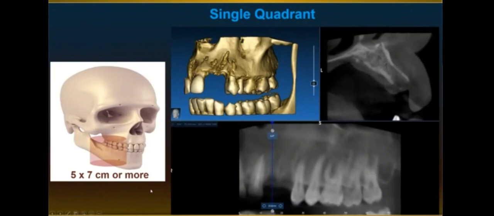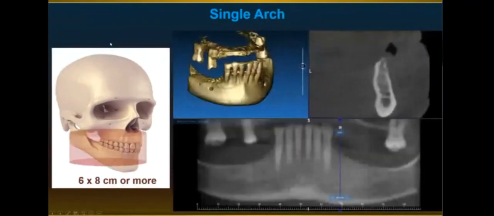By the way, the field of view is always represented by 2 digits. The smaller digit represents the vertical dimension, and the bigger digit represents the diameter of the field of view. Whichever comes first, the smaller digit always represents the vertical dimension. Then a single arch, and I mean only the tooth-bearing area. I'm not considering the third molar here, because it's not commonly used as an implant site.